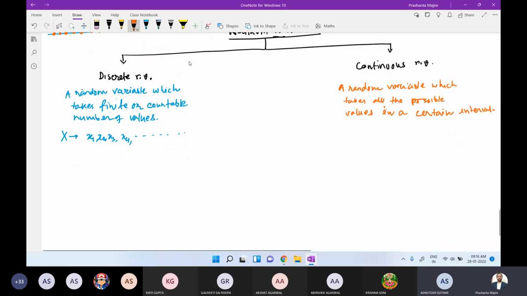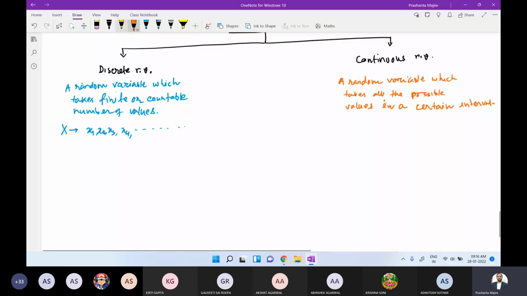So what we are going to do is study a few well-known random variables. Let me write them. Discrete uniform distribution. First we'll consider discrete random variables. Let us define a few things: expectation or mean and variance of random variables.